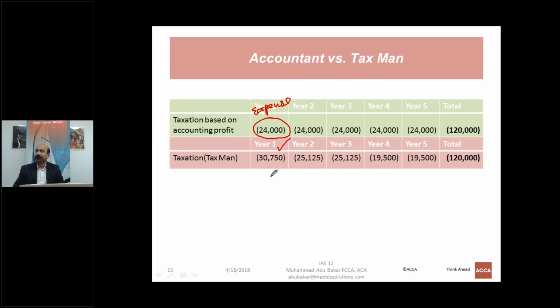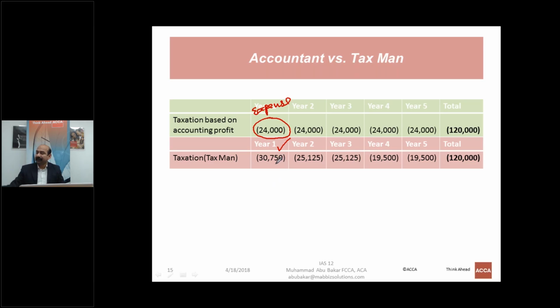So that's why when we apply the tax rate to the accounting profit, this will provide us 24,000. But tax people are asking you for a higher figure. If we just take a simple example, if your expense is 70,000 and you are paying 80,000, what about the 10,000? 10,000 will become your prepayment, meaning your asset. That 10,000 will become your asset.